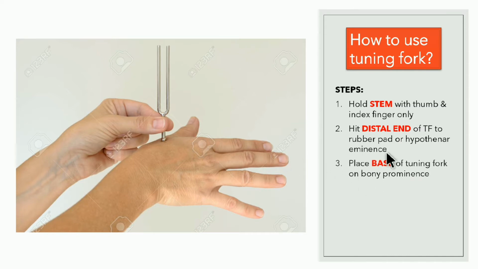Then place the base of the tuning fork on the bony prominence of the patient. So this is the base of the tuning fork. Place this base on the bony prominence of the patient only. It will be effective only on the bony prominences.